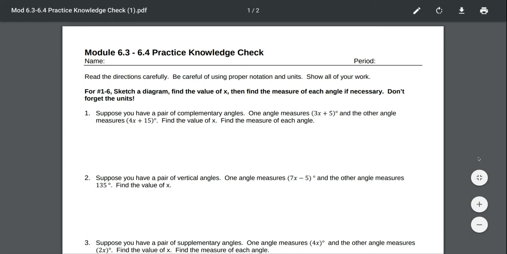This video will review section 6.3 and 6.4 and prepare you for your knowledge check. So on numbers 1 through 6, you want to sketch a diagram, find the value of x, then find the measure of each angle if necessary, and then don't forget to use your units.